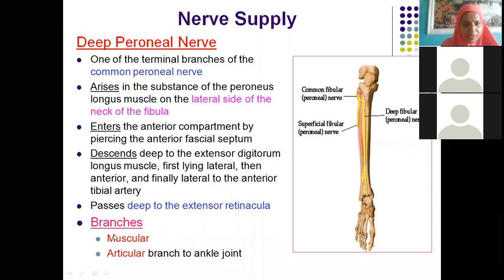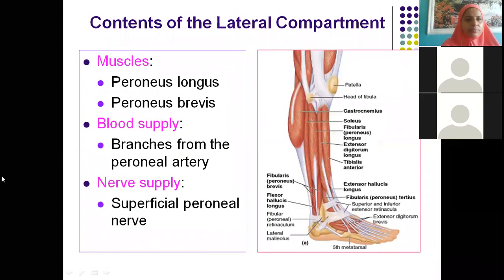Then branches: it gives branches to the muscles of the front of the leg, and it gives branches to the ankle joint also. Deep peroneal nerve. Now lateral compartment, how many muscles do we have? Lateral compartment of leg only two, peroneus longus and peroneus brevis. Blood supply is coming from the peroneal artery.